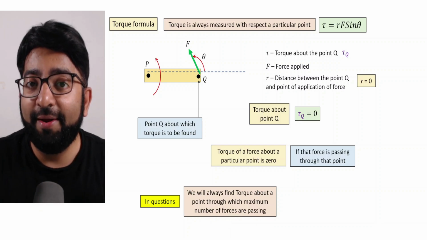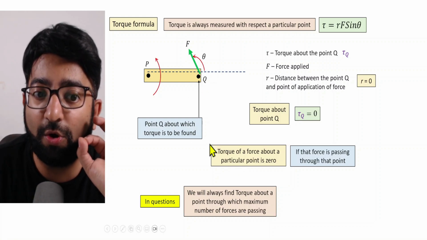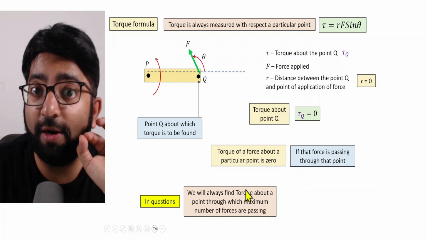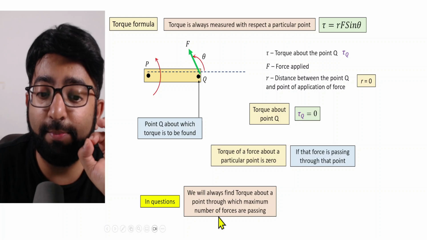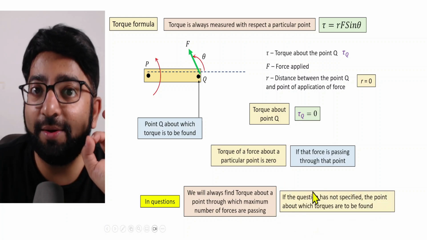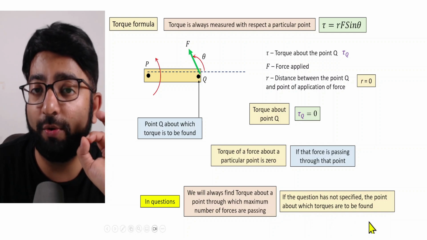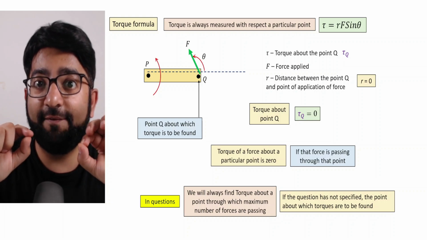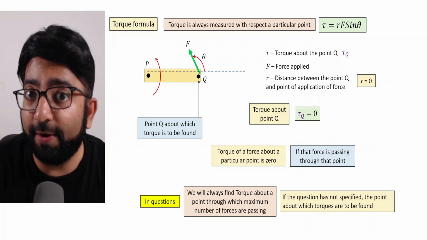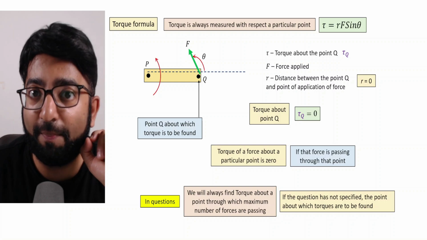And why are we doing that? Remember the logic. If the force is acting through the point about which torque is to be found, then the torque is considered as zero. So we always find torque about a point through which maximum number of forces are passing. This is the condition if the question has not specified the point about which torques are to be found. If the question has not given any of this information, then we can find torque about any point. So preferably we choose that point about which maximum number of forces are passing.